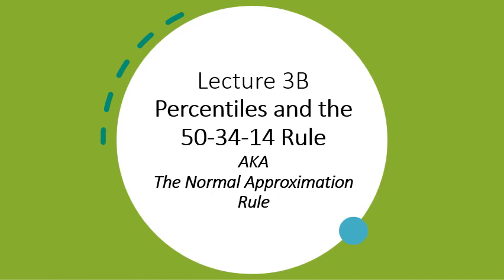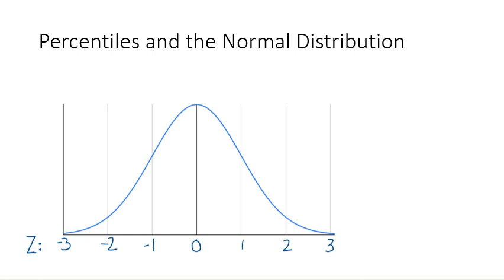Here we have our second lecture for Chapter 3, where we'll learn about percentiles and the 50-34-14 rule, also known as the normal approximation rule. So you'll recognize this from our last lecture. This is a picture of the normal distribution with the z-scores written in on the bottom, and you'll recall that the mean is 0 and the standard deviation is 1, and that's what's indicated beneath all of these gray lines. Well, there are some characteristics of this distribution that will help us with our subsequent questions that may arise.